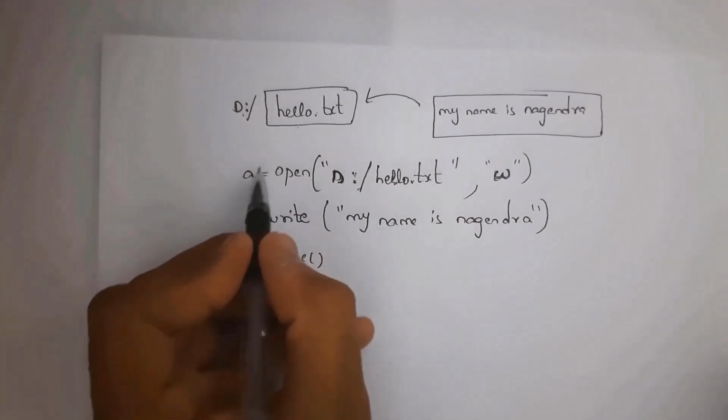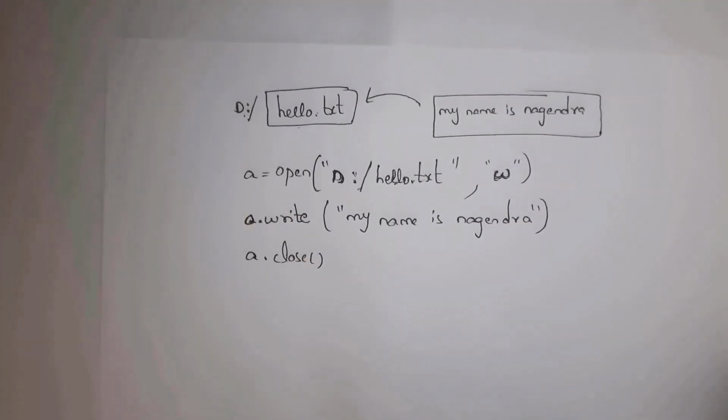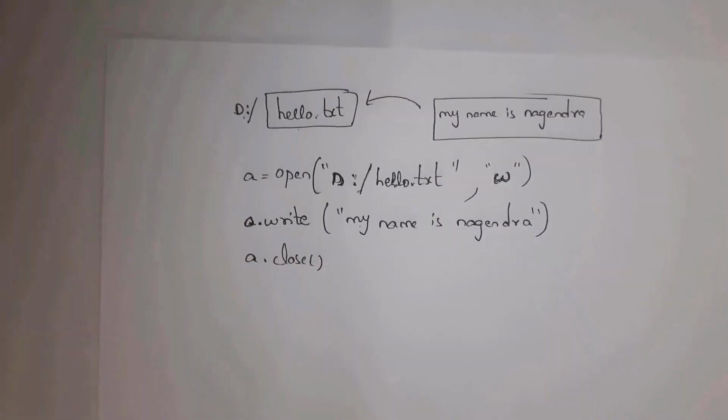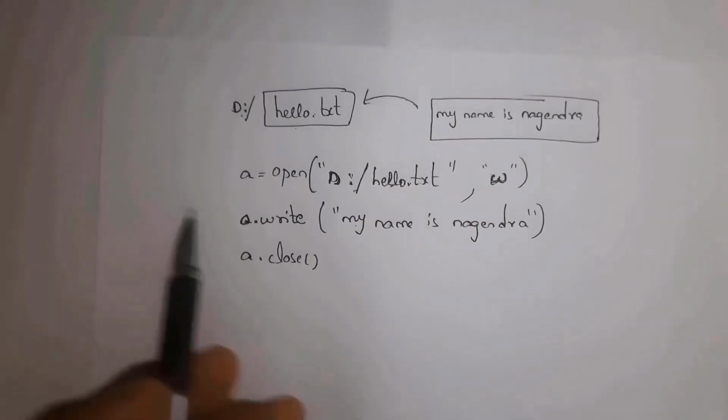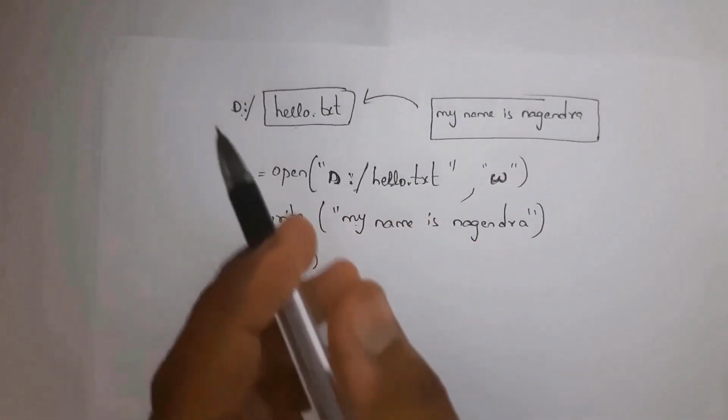And my file is present in object a. So write here a dot write. This is a method. Inside the write method, I am writing the text "My name is Nagendra." Here "My name is Nagendra" is a string, so take it in quotations. Whenever you run this line of code, it will add the text "My name is Nagendra" into your file.